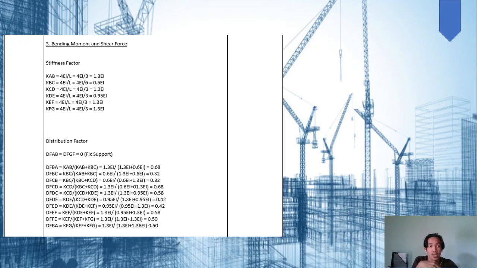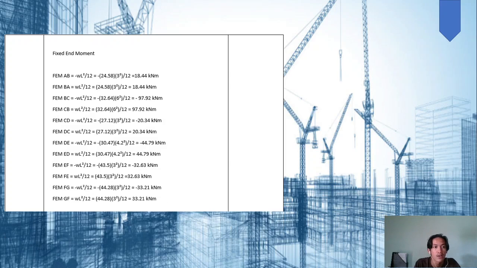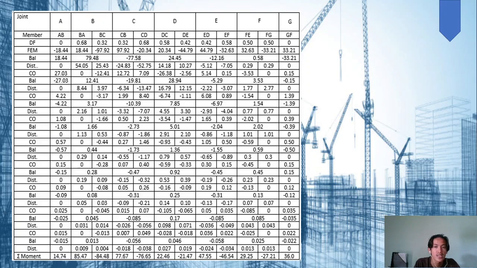And then we calculate the bending moment and shear force. For the continuous beam, we must calculate the stiffness factor, the distribution factor, and then the value of fixed end moment to do the moment distribution method. Okay, and then this is for the fixed end moment, and then this is the distribution table that I have calculated for all the members.